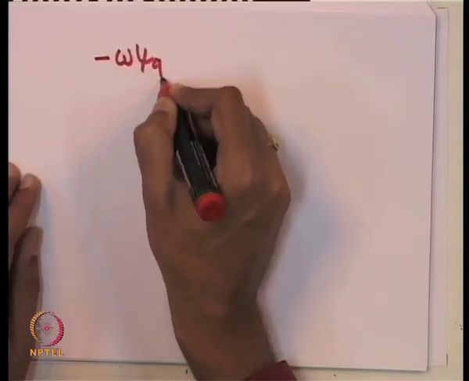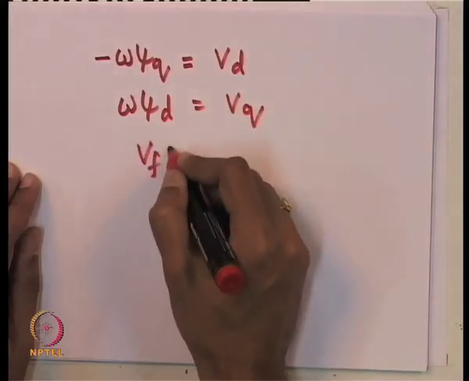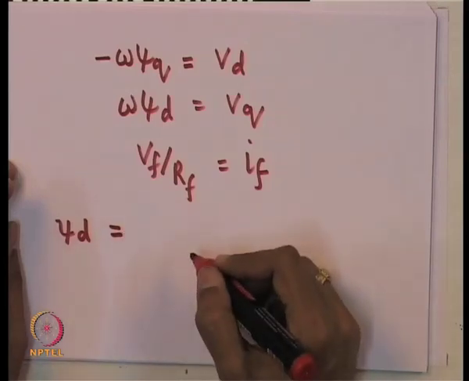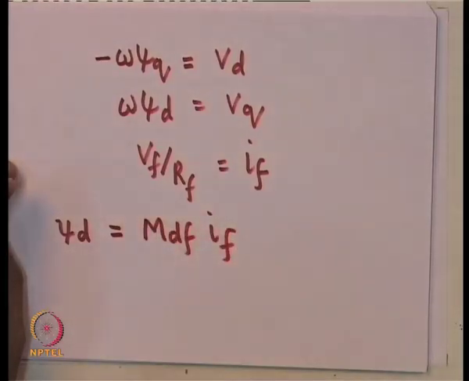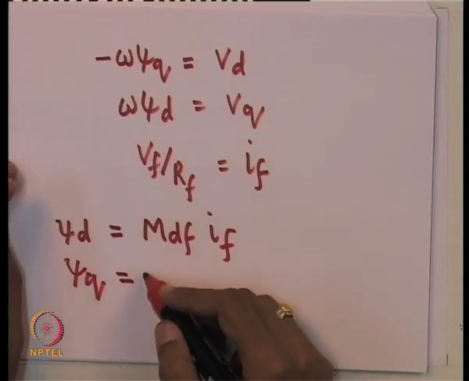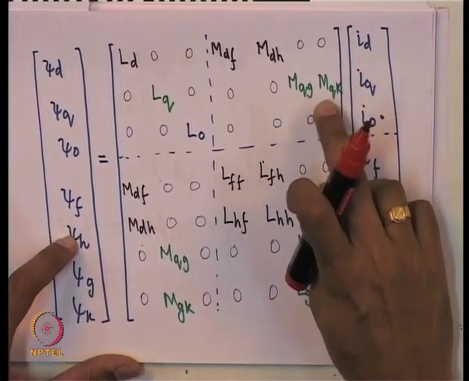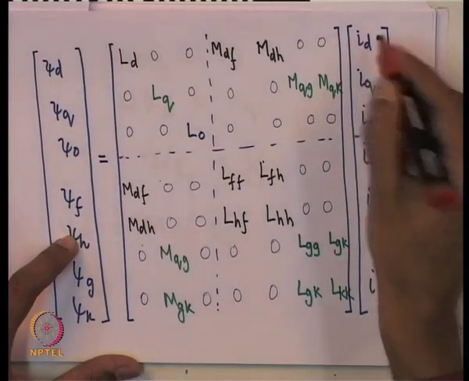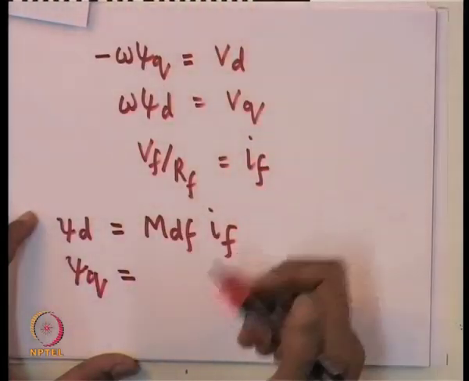So, you have omega psi q is equal to V d, omega psi d is equal to V q, V f by R f is equal to I f, then we have psi d is equal to L d into I d, but of course I d is equal to 0. So, the only term which comes is M d f into I f, all the other currents are 0. Psi q turns out to be 0 because psi q is nothing but L q into I q plus M q g into I g plus M q k into I k, but all these are in fact 0 under open circuit conditions. I d and I q are also 0 under open circuit conditions.